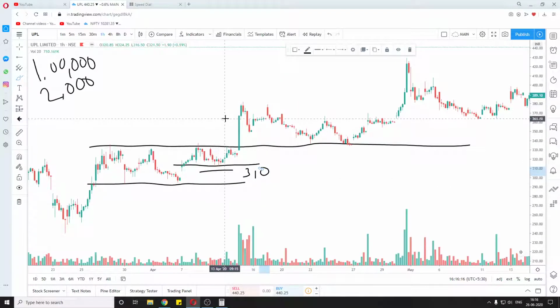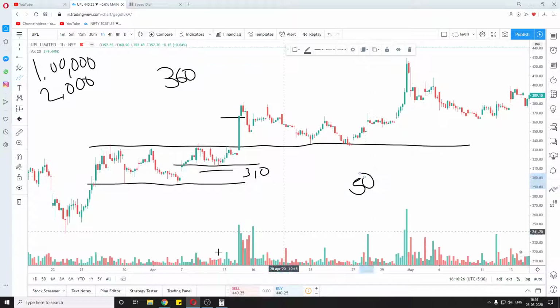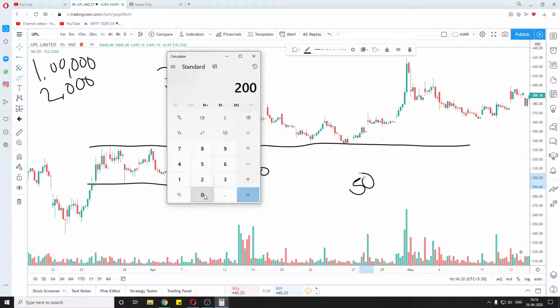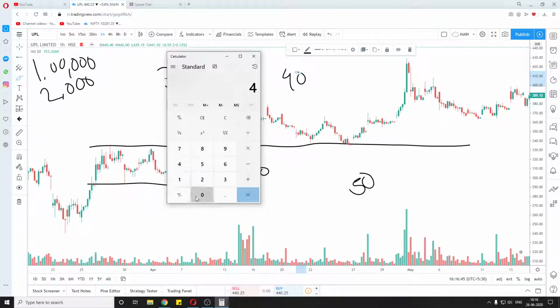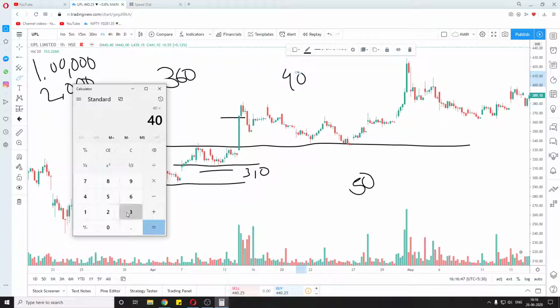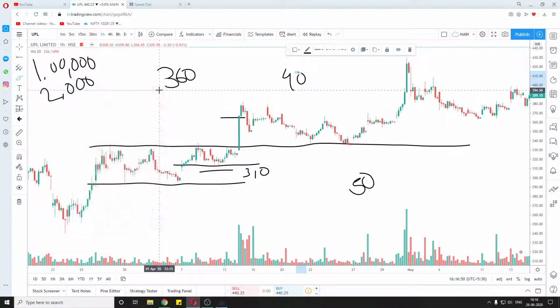And our entry, the market is giving us entry at this closure, that is around 360 rupees. So stop loss is 50 rupees and risk is 2000. So that becomes 2000 divided by 50, that is equal to 40 quantity. All we can buy is 40 quantity. That becomes 40 into 360. That is just 14,400 worth of quantity.